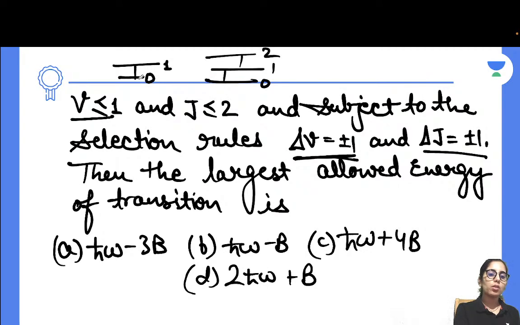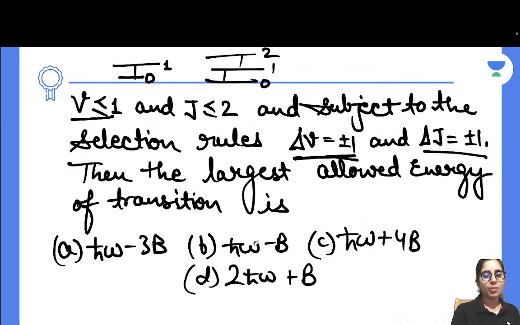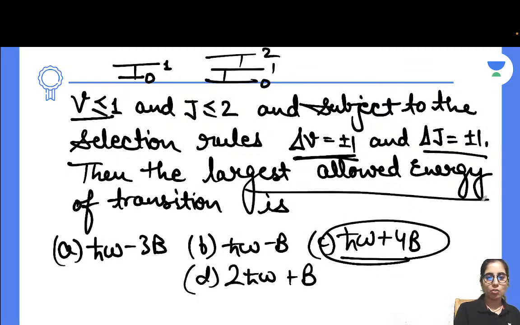So in that situation, if you take the difference of energy corresponding to V values, by taking 1 and 0 there, when you take 1, it will give you 3 by 2. When you take 0, it will give you 1 by 2. So 3 by 2 minus 1 by 2 is simply 1. So 1 h cut omega you are getting. But for J, if you take 0 and 1, then you are getting 2B as the difference of those energies. And when you take 1 and 2, you get 4B as the difference of energy. So 4B is greater than 1. So h cut omega plus 4B will be the largest allowed energy. That's how you can get it.